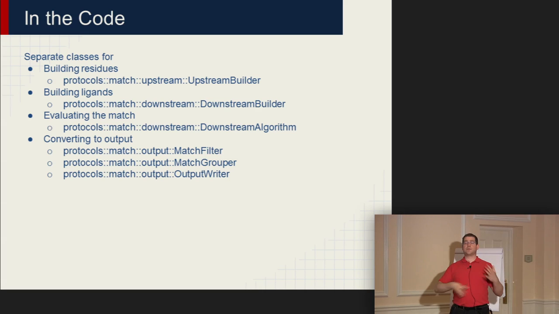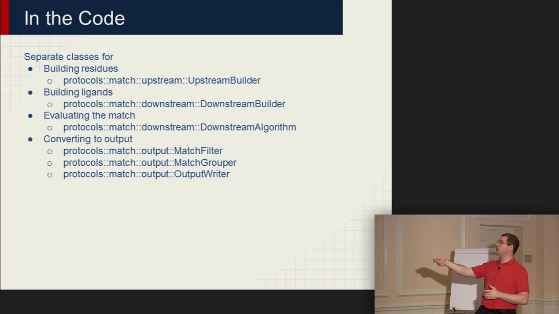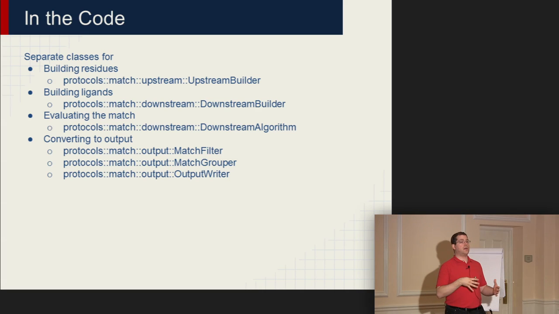And so, as I was mentioning, there is a very complex, multi-step process, and we've split that process into multiple distinct stages, each with classes that represent each of those different stages. So we have separate classes for building residues, so the upstream builder. We have classes for building ligands, which is the downstream builder. We have classes for evaluating whether or not a certain hit is a match with other matches or other hits, and that's in the downstream algorithm. And we have classes for converting to output, so match filters, match groupers, and output writers. And these are actually base classes. So there's derived classes from each of these base classes that allow you to do different things.